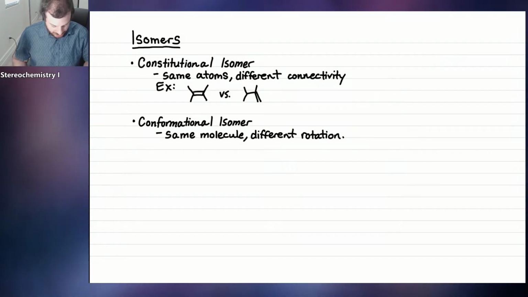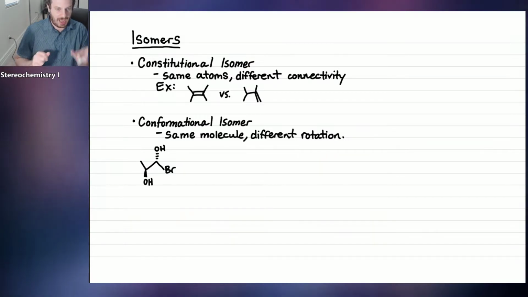So let's draw this molecule here. I'm adding some wedges and dashes to show some of these OH groups are coming out of the page towards us, and some of the OH groups are going into the page away from us. And I'll put another bromine here. And so let's draw a Newman projection of this molecule here.